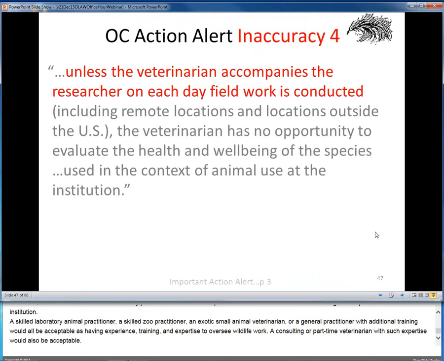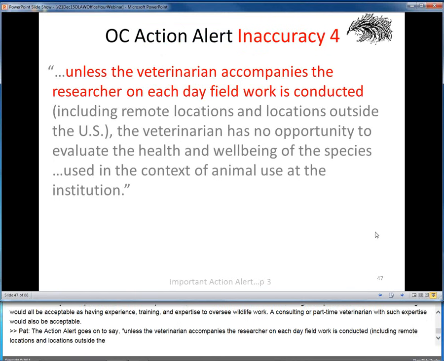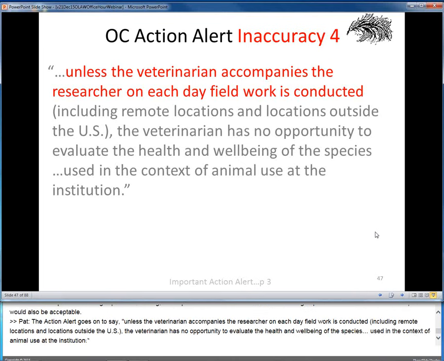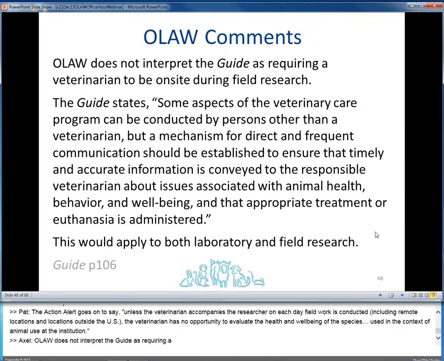The action alert goes on to say, unless the veterinarian accompanies the researcher on each day fieldwork is conducted, including remote locations and locations outside the U.S., the veterinarian has no opportunity to evaluate the health and well-being of the species used in the context of animal use at the institution. OLAW does not interpret the Guide as requiring a veterinarian to be on-site during field research.